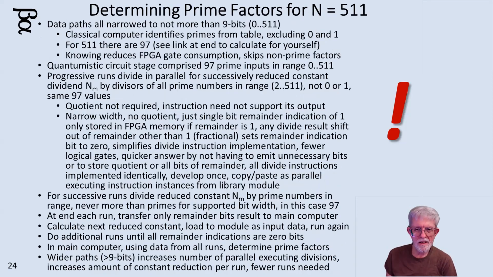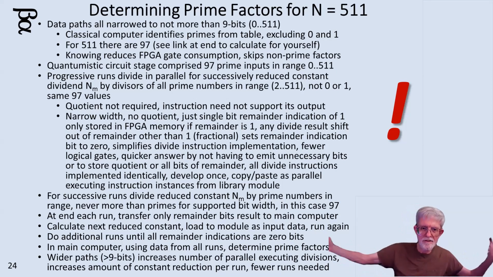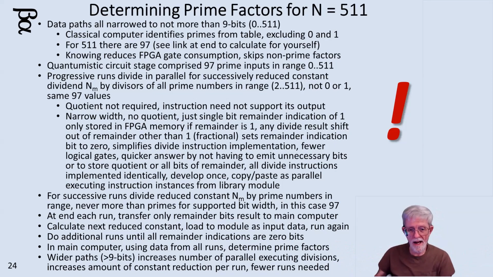So if I said I wanted to do 0 to 511, how many primes are in that range? There's only 97 of them. So that's a pretty good saving right there. Instead of doing 0 through 511, I only pick the primes that exist within that range. Those are the only ones that could be factors. And therefore, instead of having 512 values wide, I only need 97 values wide. So there's a big saving in reducing the number of primes you actually need.